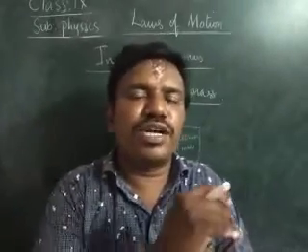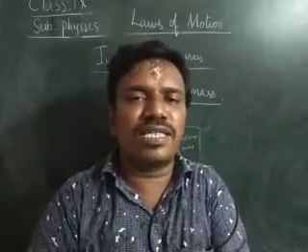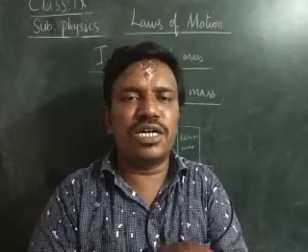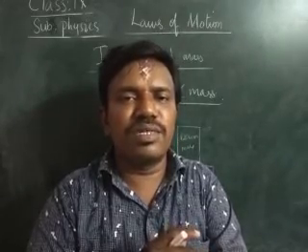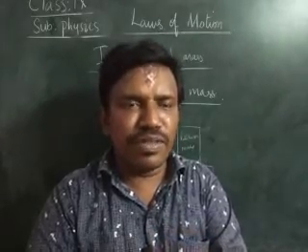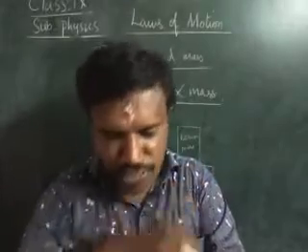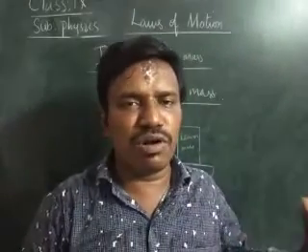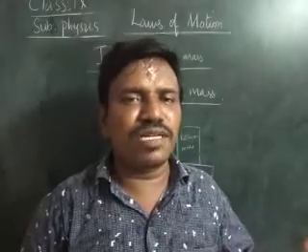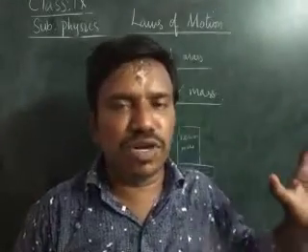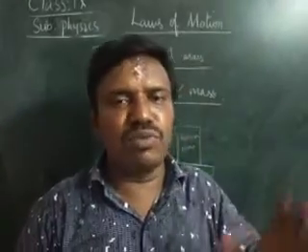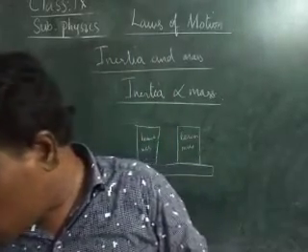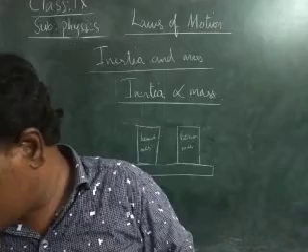Okay, children. Therefore, here we say that inertia and mass are interrelated. Inertia and mass are directly proportional to each other. That means more is the mass, more is the inertia. Therefore, if an object is of lesser mass, we can easily move it. If it is of heavier mass, we should apply more force in order to move the body from one place to another place. Okay, children, that is about inertia as well as the mass.